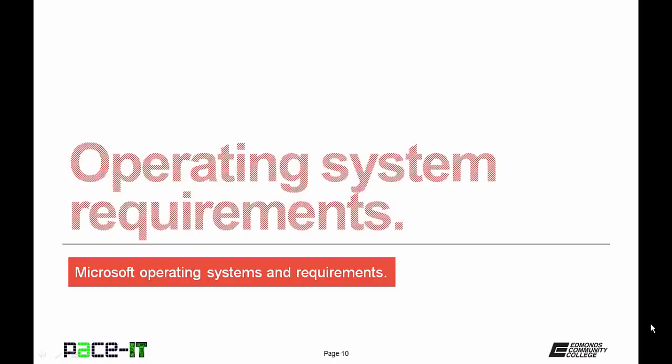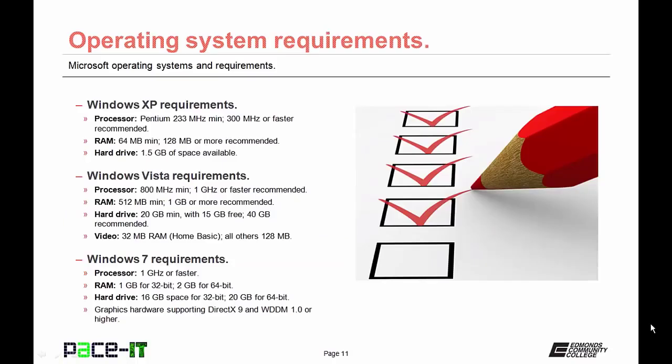Now let's discuss the systems requirements for each of those operating systems. The requirements for Windows XP were fairly minimal, at least by today's standard. For the processor, the minimum requirement was a processor that could run at 233 megahertz. Microsoft did recommend that the processor be a 300 megahertz or faster processor. The RAM requirements for XP required at least 64 megabytes minimum. Microsoft did recommend 128 megabytes or more.